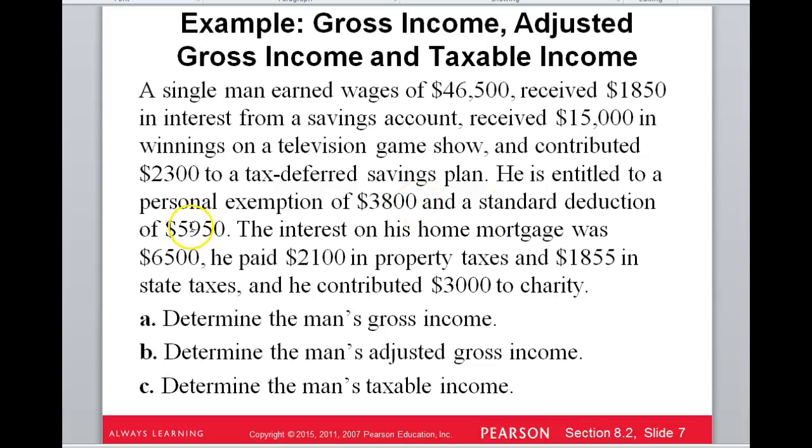Then for the standard deduction, his itemized deductions were not more than the standard deduction, so we're going to take the standard deduction for him. He paid interest on his home mortgage, and he paid $2,100 in property taxes, estate taxes $1,855. Contributed $3,000 to charities last year. Okay, so let's come up with his gross income first. So we'll start with part A.